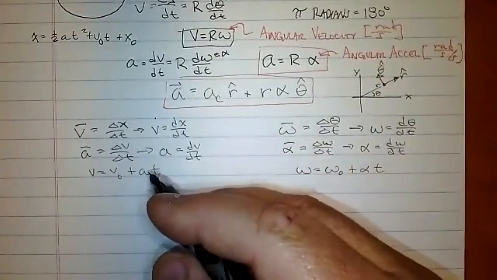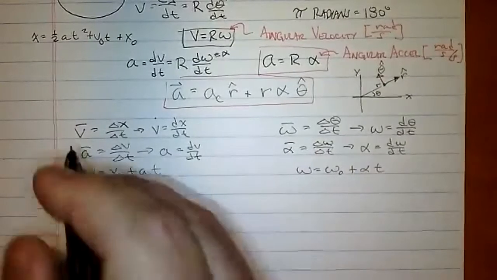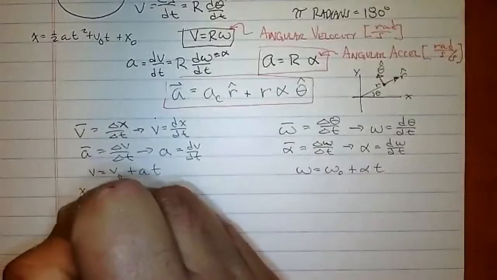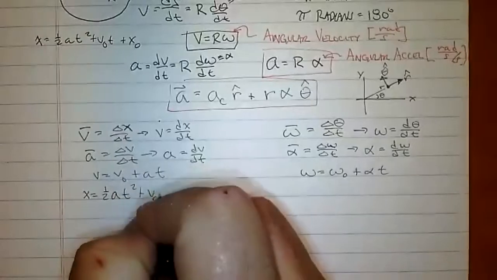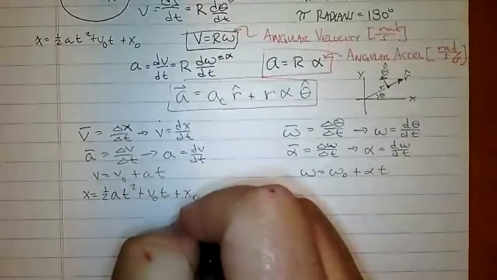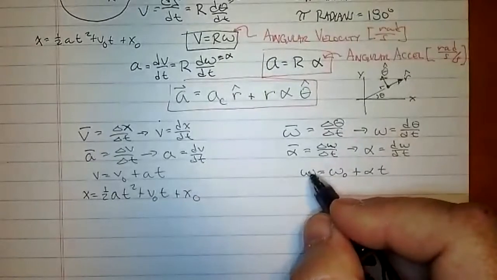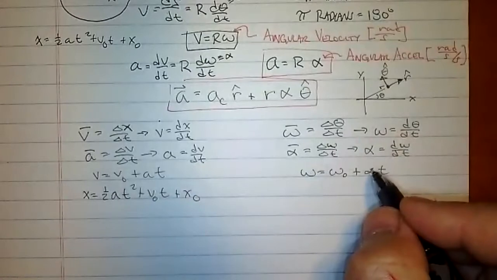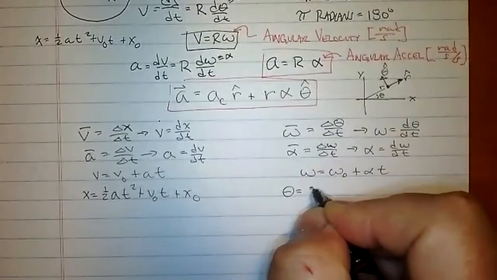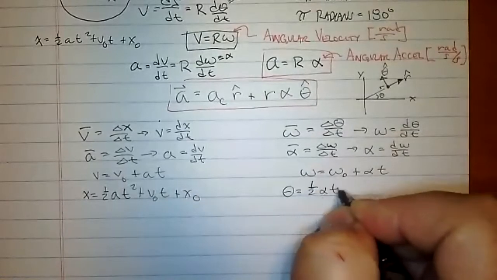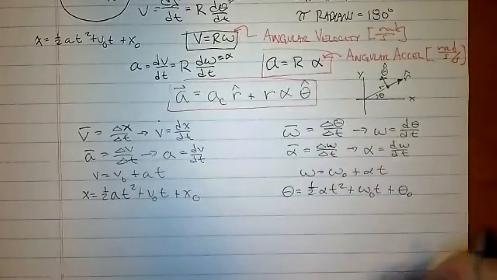If you remember, treating this as if it were a constant and this as dx/dt, we were able to integrate to get x is equal to 1/2 a t squared plus v0 t plus x0. Well, similarly, we can treat this as d theta over dt and assume this is a constant, and then we'll end up getting theta is equal to 1/2 alpha t squared plus omega 0 t plus theta 0.